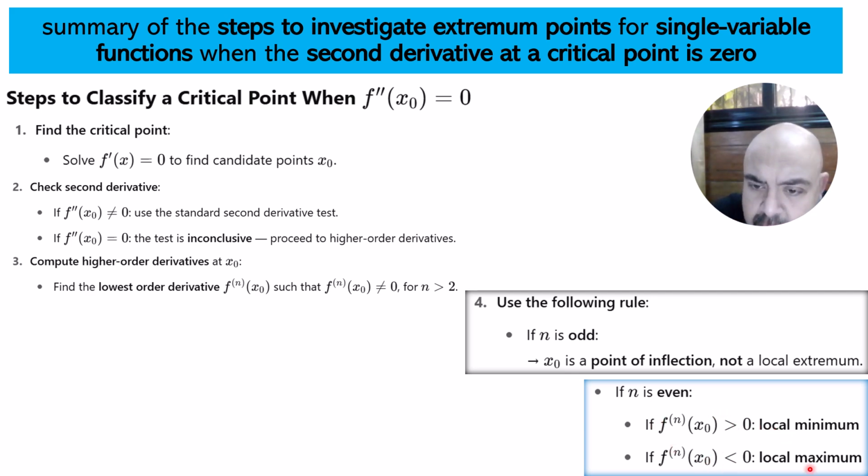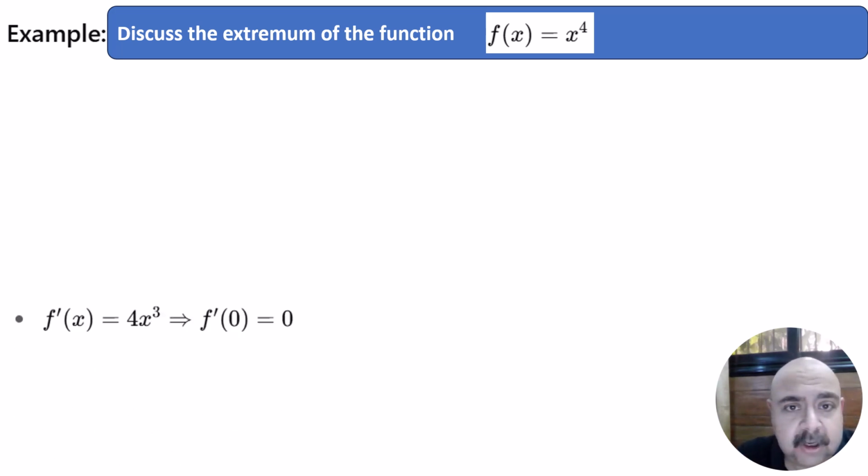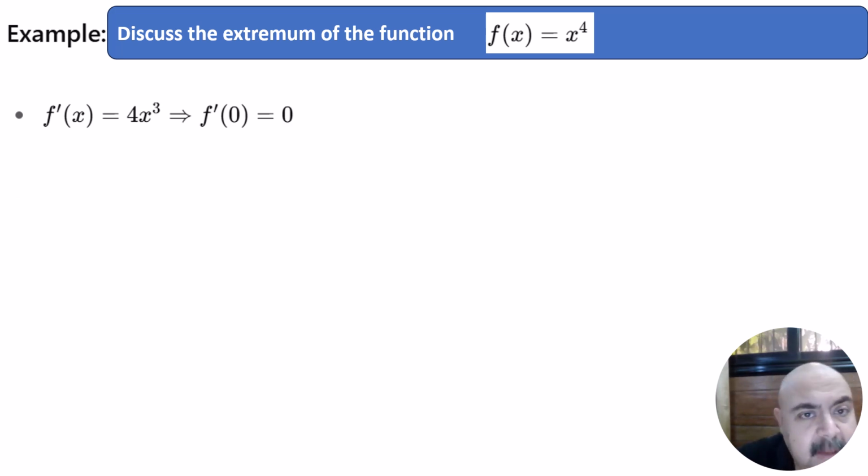Less than zero, you will have a local maximizer. And this is really very important. In summarization of these steps, let's see an example about what we are talking about. The example that I will go through with you is f of x equals x to the power of 4. So getting the critical points will be really very easy.